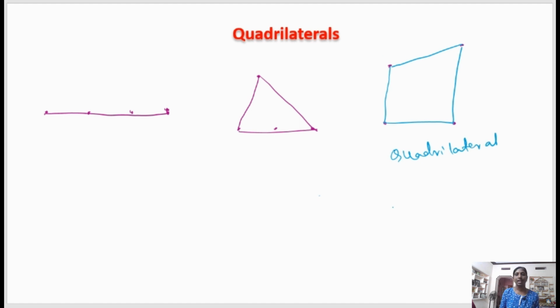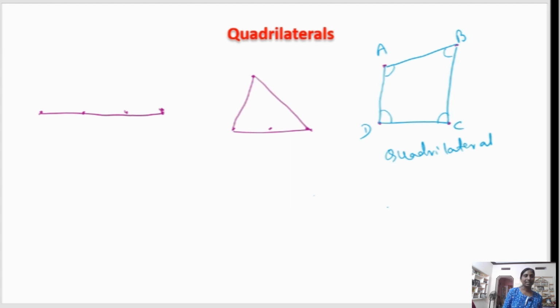So here let's name it A, B, C, D. So here AB, BC, CD and DA are 4 sides of the quadrilateral, and angle A, angle B, angle C, angle D are the 4 angles of the quadrilateral. Okay, I hope this concept is clear to you. Now let's move to the next slide.